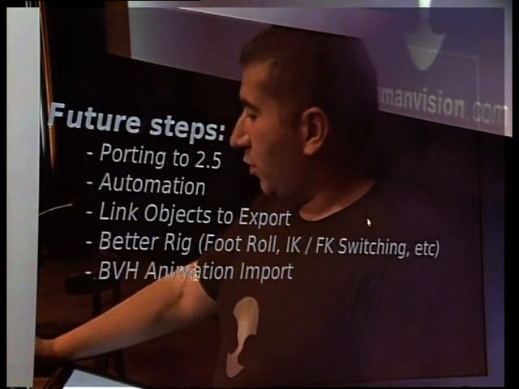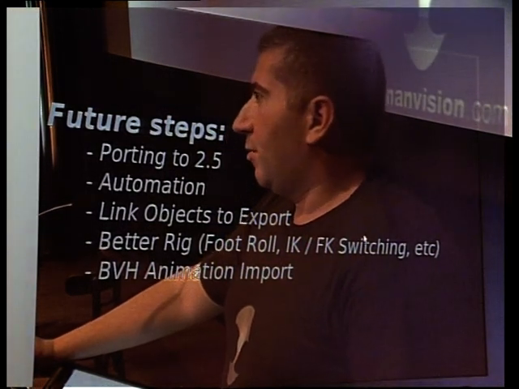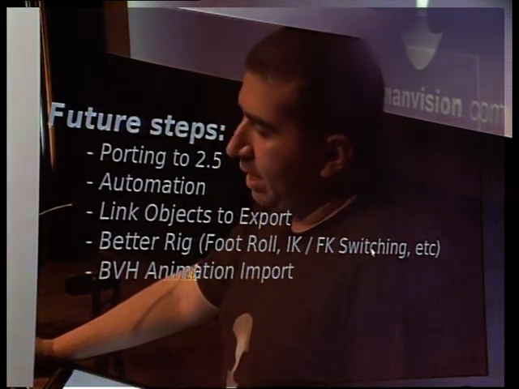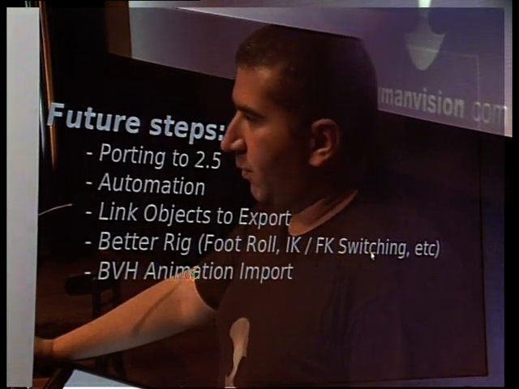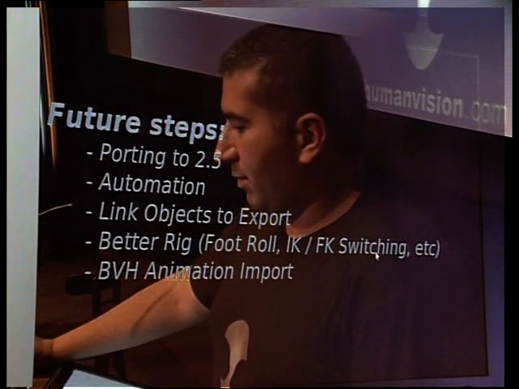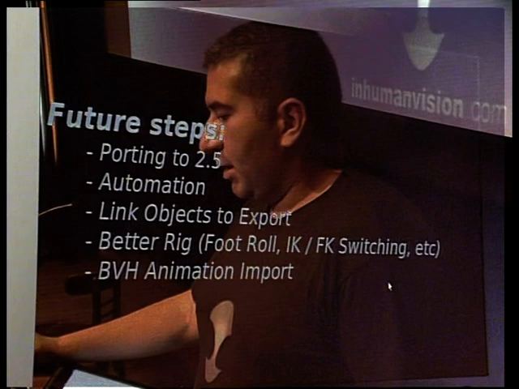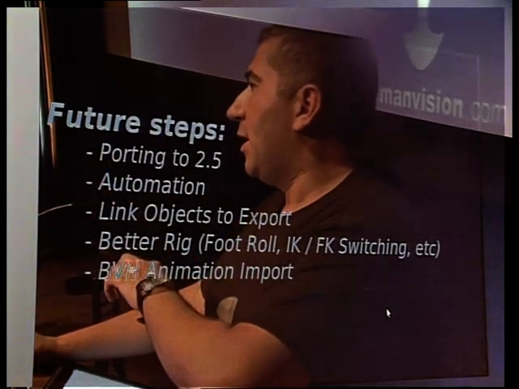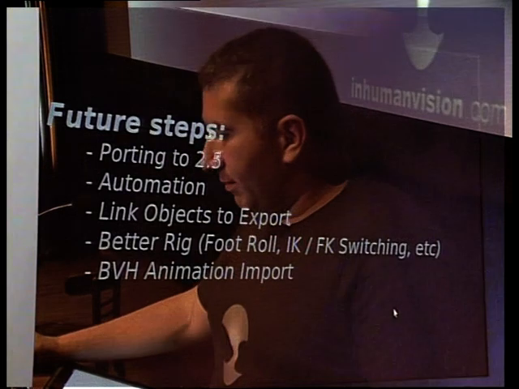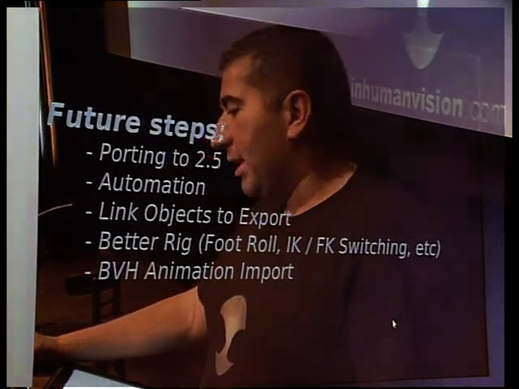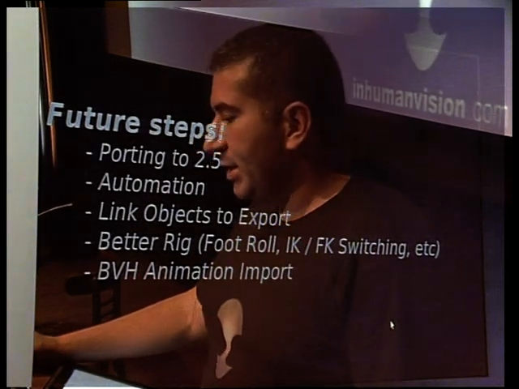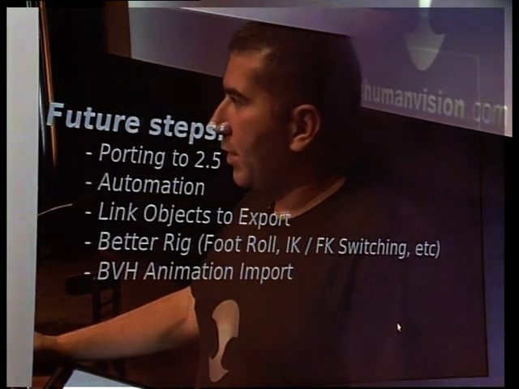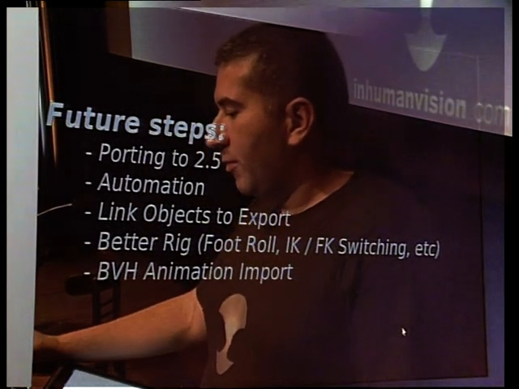Future steps, porting to 2.5. One of the things I'm trying to get into 2.5 is that object linking, the part of automation, especially for UV setting and other stuff, linking objects to support, because sometimes the referenced object doesn't work well with export, perhaps because I don't know something I should. And a better rig: I would like to have forward and inverse kinematic switching and a better foot roll. And of course, for creating better and richer movement for the character, I need to use BVH animation import.